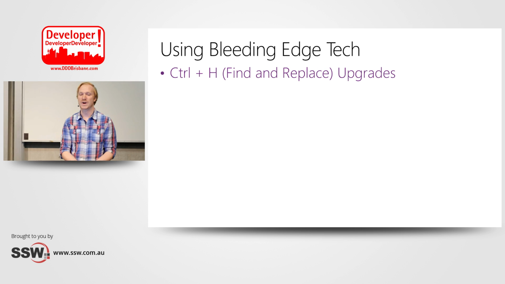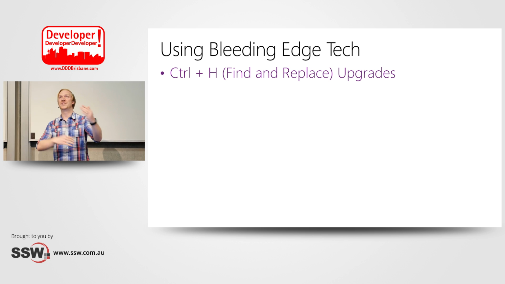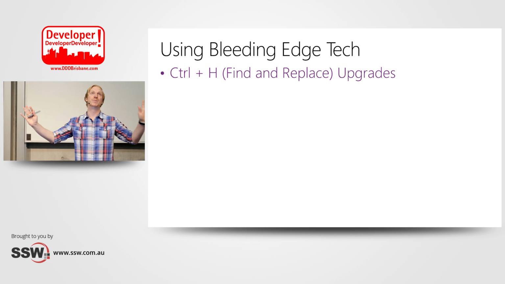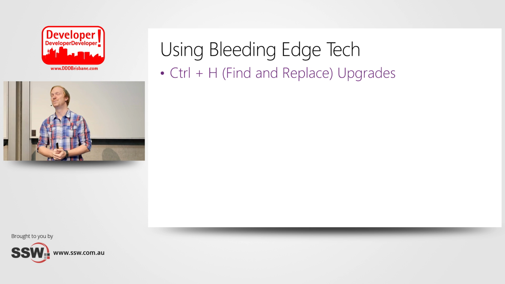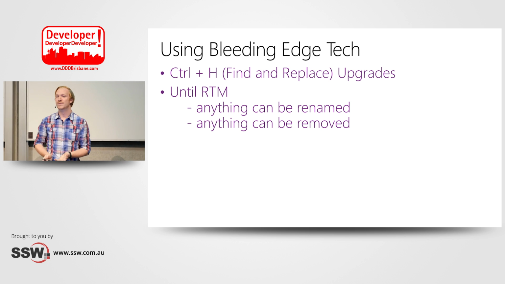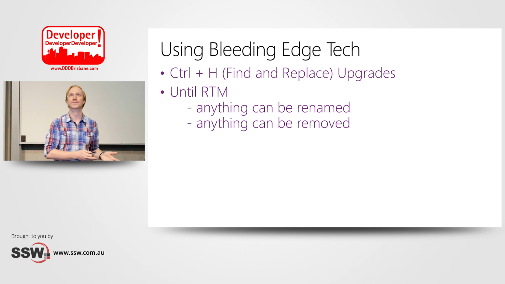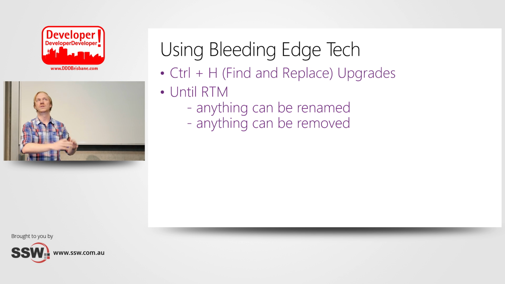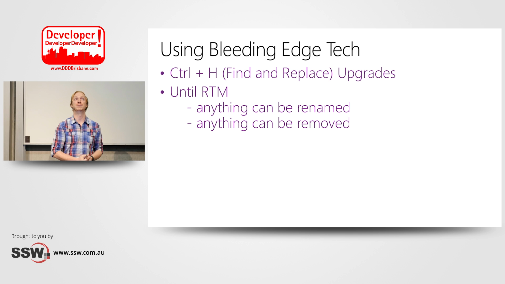I found myself doing a lot of find and replace upgrades. So I bring in the latest version of ASP.NET 5, and I open up my entire solution in Sublime and just do find and replace in all files. That's pretty much how I've gone through versions of ASP.NET 5. It's as easy as that. Because until something is RTM, there's no guarantee that things won't be renamed or things won't be removed. So if you're working with the latest technology, you have to expect that things will not look the same in a few months of time.